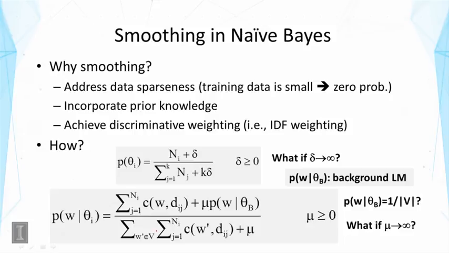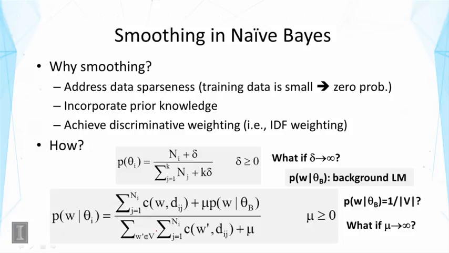Now there are some interesting special cases to think about as well. First, let's think about when mu approaches infinity, what would happen? Well, in this case, the estimate will approach the background language model. So we would bring every word distribution to the same background language model, and that essentially removes the difference between these categories. Obviously, we don't want to do that.